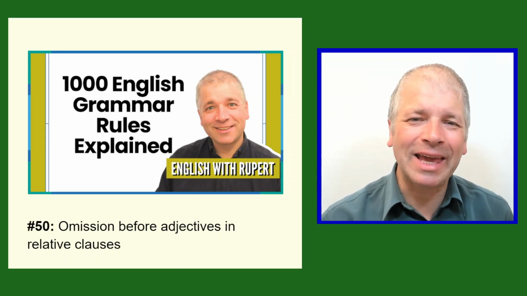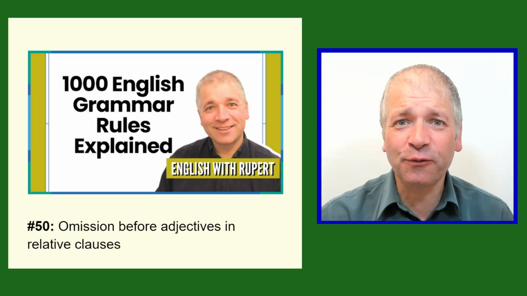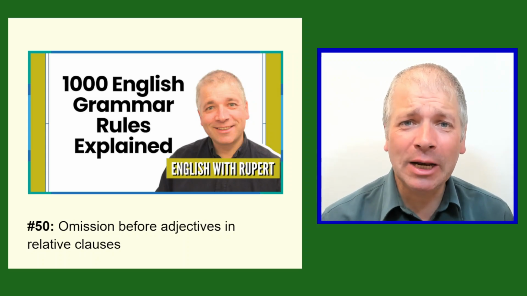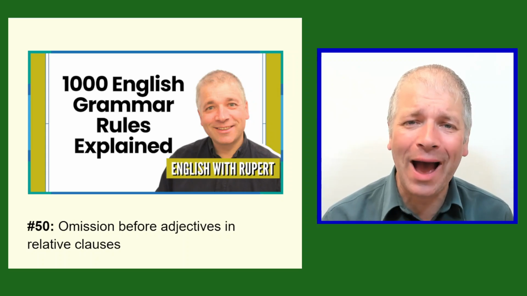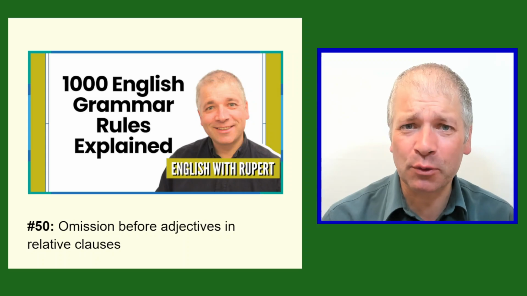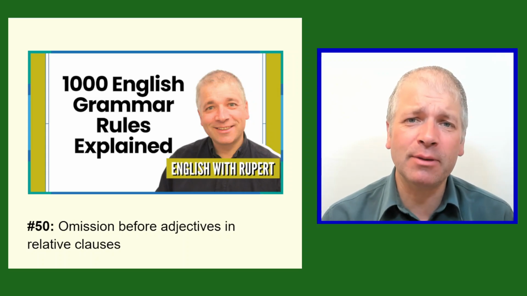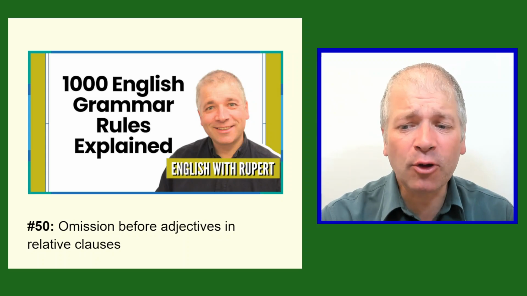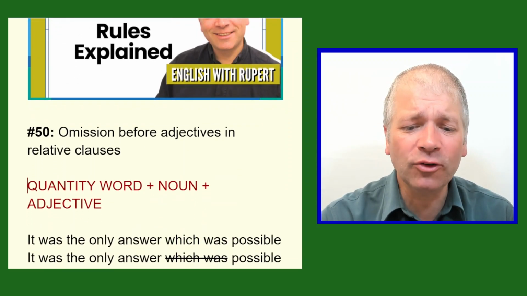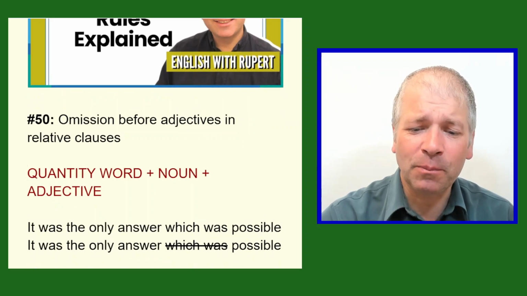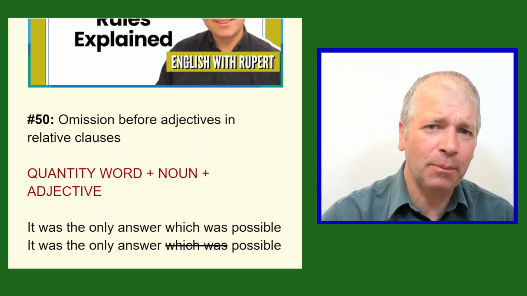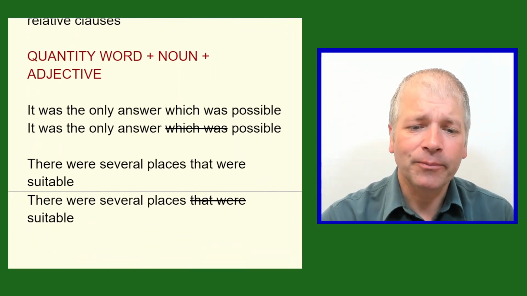In Lesson 50, we're getting into really advanced features of English grammar, and we're looking at when we can omit certain words before adjectives in relative clauses. Now, this usually happens in particular ways, and most commonly it happens when we have a quantity word followed by a noun, and then that is followed by the adjective. So look at the examples below here.